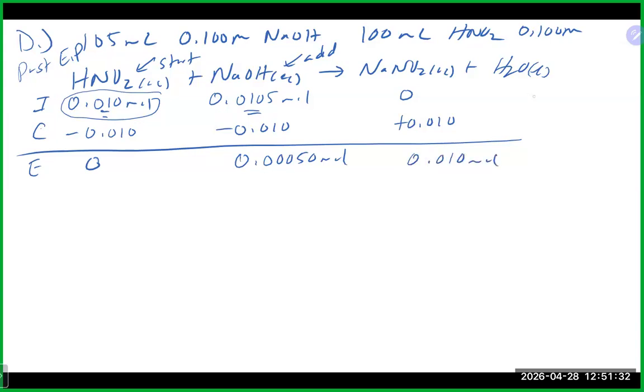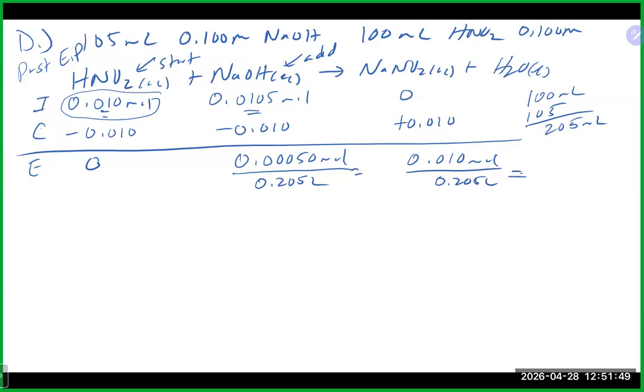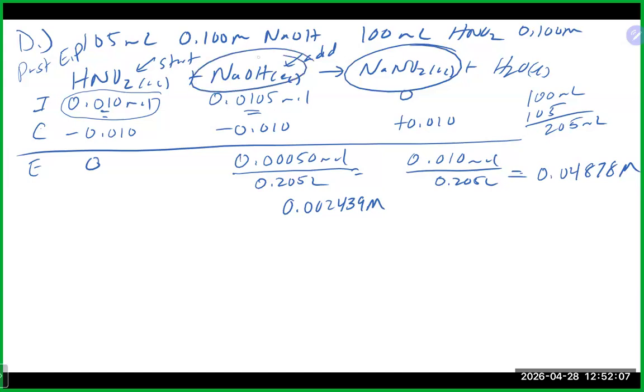At this point, total volume, we had 100 of the acid, we added 105 of the base. That's a 205 milliliter total volume. We'll divide by 0.205 liters. And if we do that there, 0.002439. And for the other one there, 0.04878. At this point, we have two things left over. We have this one and this one.